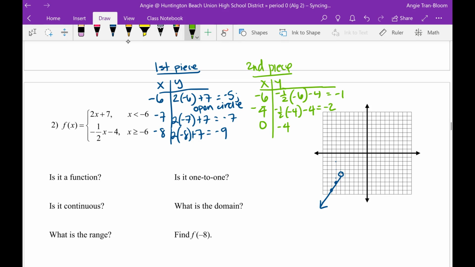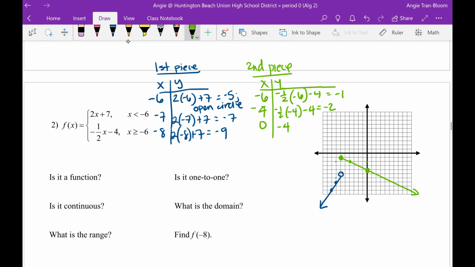So let's plot those dots. -6 is now -1. And we said it's going to be what kind of circle? Close. Okay, close. -4 is going to be just -2. And then we have 0, go down 4, 2, 4. Now, if you think you got some dot that's not on the line, go back and verify your basic math. Okay, these are beautiful.